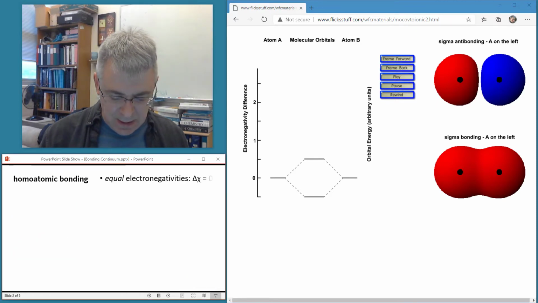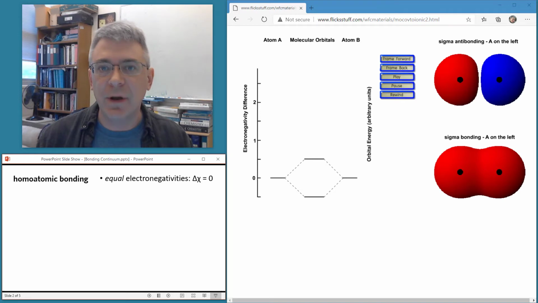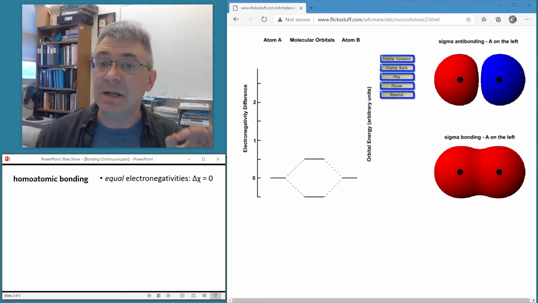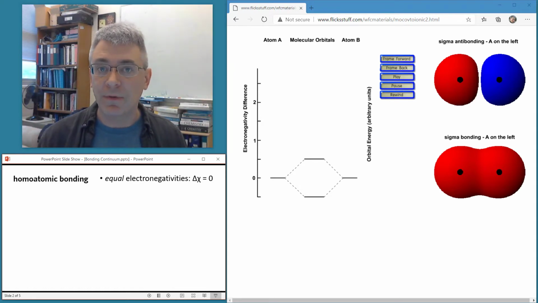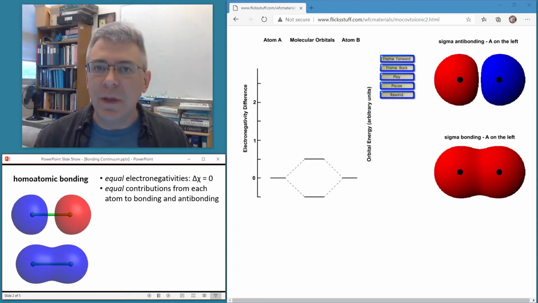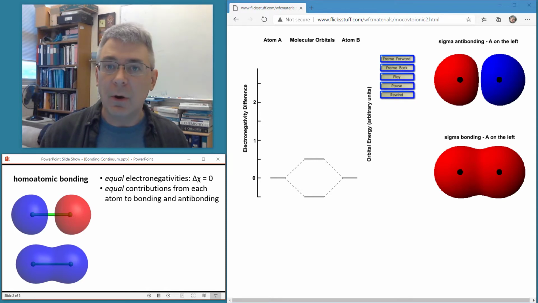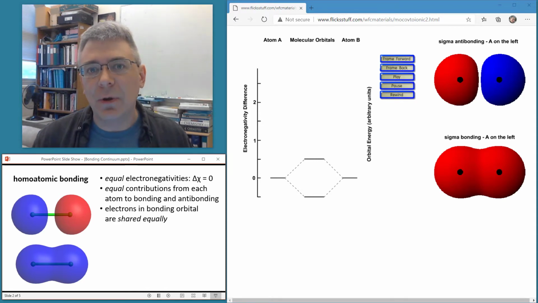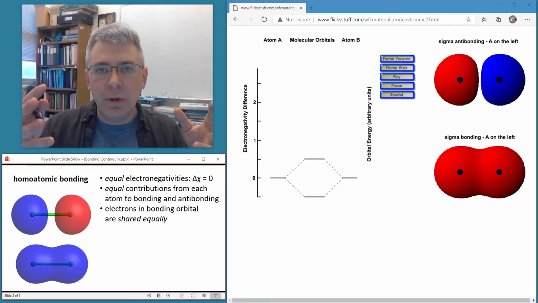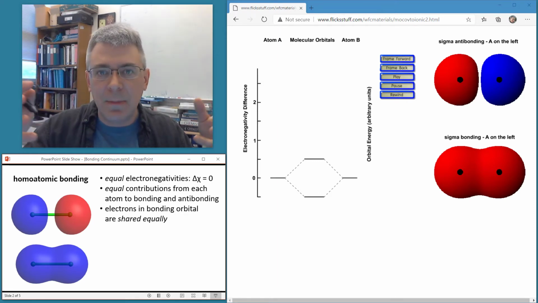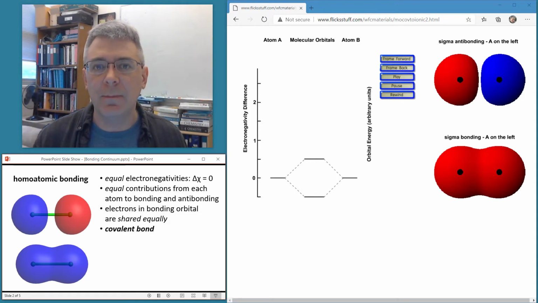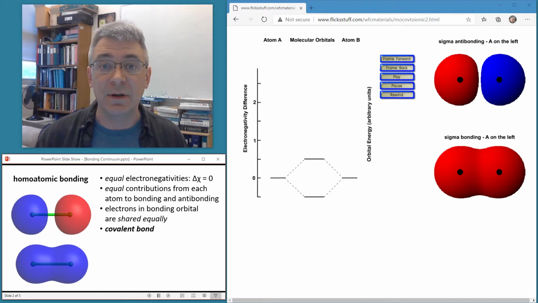What that means is, in this simple homoatomic system where the electronegativities are the same, so the electronegativity difference is zero, and you can see that in the diagram again because the energies of those two atomic orbitals are identical, you wind up with equal contributions to both bonding and antibonding. As a result, electrons in that bonding orbital are shared equally across the two atoms because the bonding orbital is symmetric across the two atoms, and this results in a covalent bond. Equal sharing of electron density on the two atomic centers, perfectly covalent bonding because the electronegativity difference is zero.